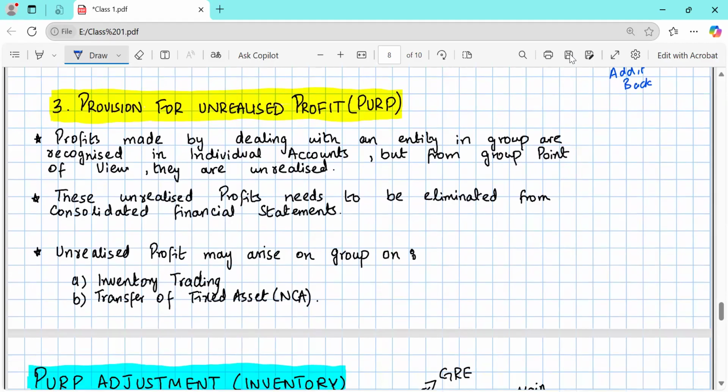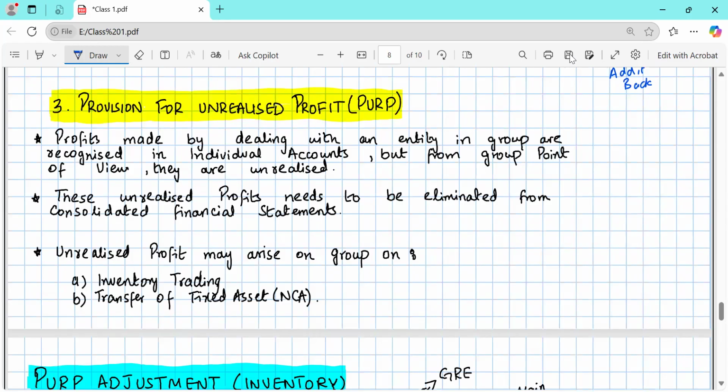Profit made by dealing with the entity in the group is recognized in individual accounts, but from the group point of view, it is unrealized, and such unrealized profits need to be eliminated from the consolidated financial statement. In the consolidation, we are thinking from a group point of view, right? We are seeing both the parent and subsidiary as a single economic entity. So any profits that we have earned due to the transfer between the parent and subsidiary company are unrealized from the group point of view.